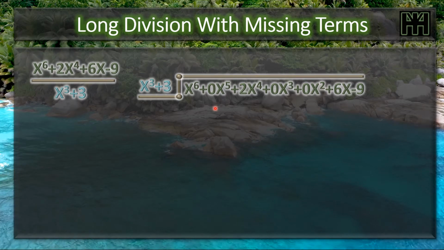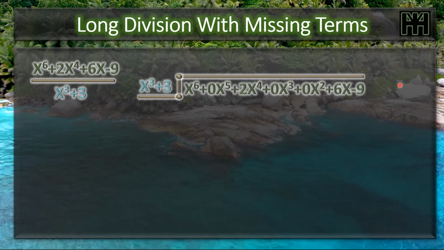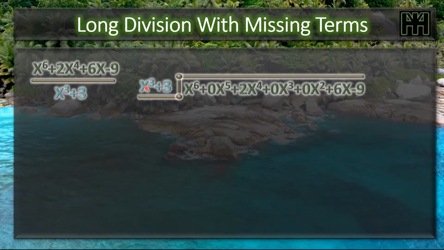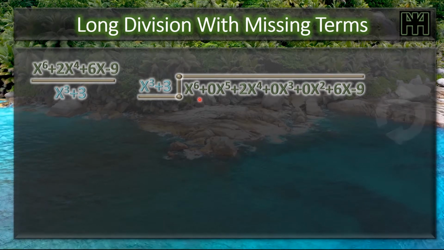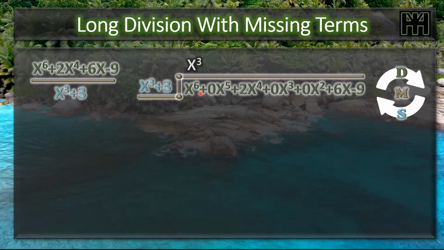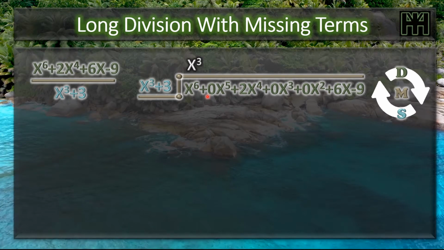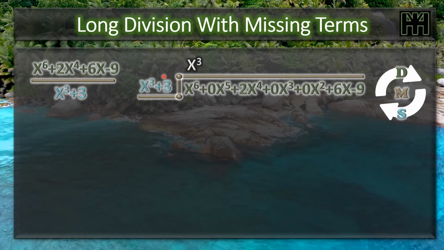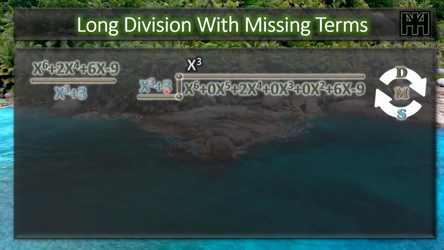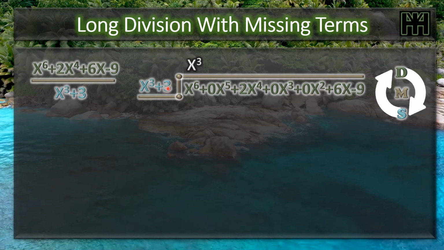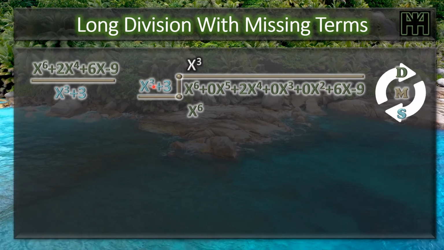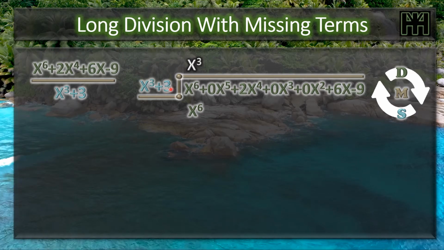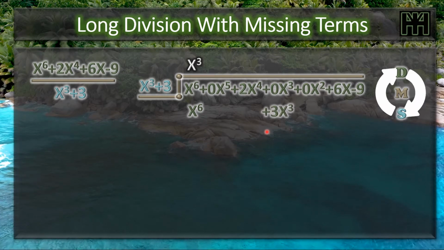Let's start our steps. Divide, multiply, subtract, then repeat. x^6 divided by x^3 will be x^3 here. Then multiply. x^3 multiplied by x^3 and 3 gives x^6, and x^3 times 3 will be 3x^3.